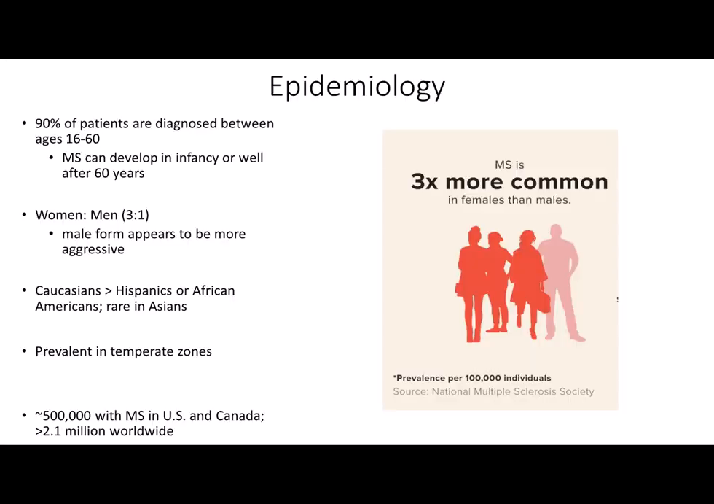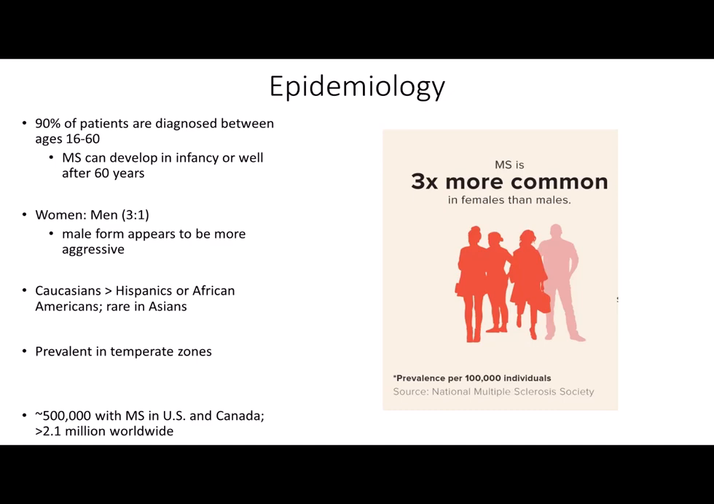As far as patients with multiple sclerosis are concerned, about 90% are diagnosed between the ages of 16 and 60. You should know that MS can develop earlier than this or later than 60 years of age. Women are 3 times more likely to be diagnosed with MS, but if a male is diagnosed, they appear to have a more aggressive form of the disease.